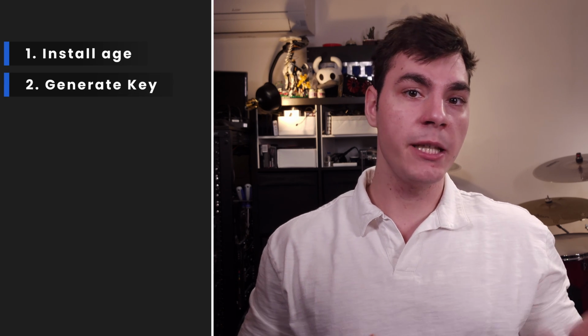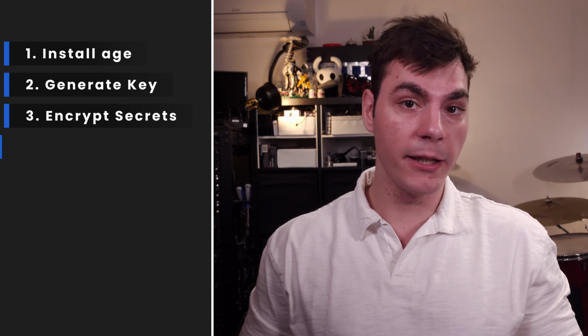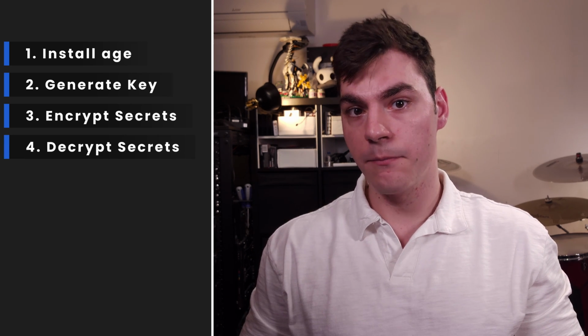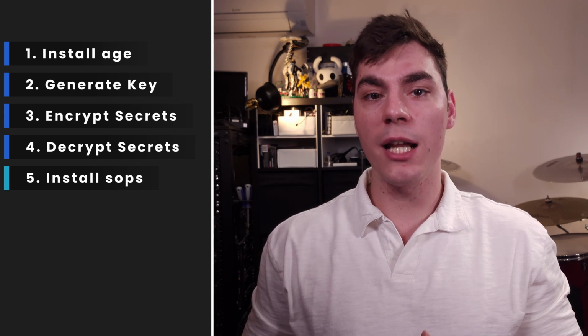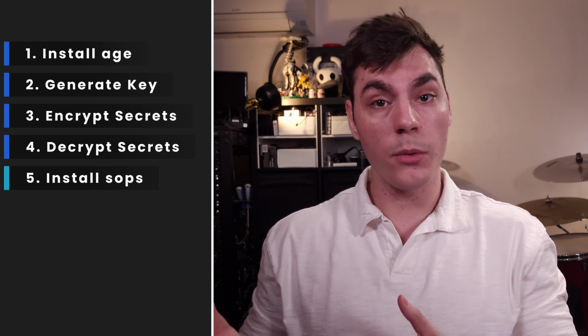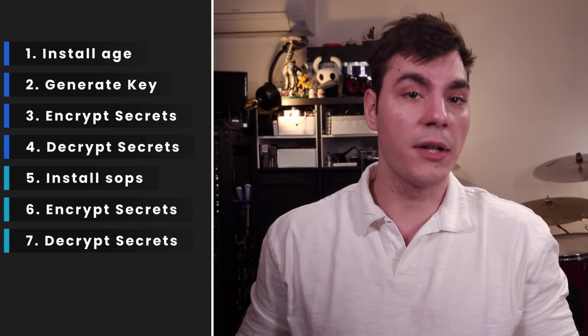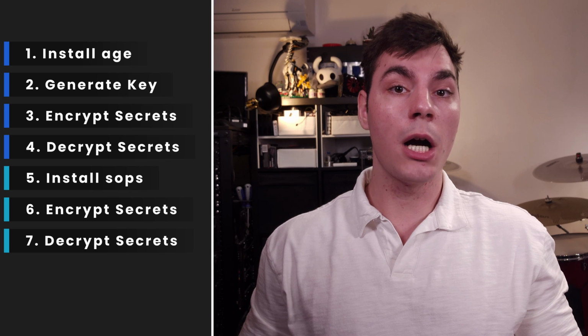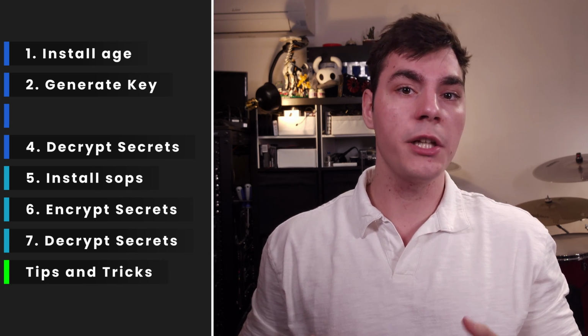First off, we're going to install age and generate our encryption key pair. Then we are going to encrypt our Talos secrets file using the public key and decrypt it using the private key. Next, we are going to install SOPS and see where it steps in to make our lives a bit easier and how it works together with age. We are again going to use SOPS to encrypt and decrypt the file and see what the differences are. Finally, I'll show you how I manage my secrets in my own GitOps repository to make my life a bit easier and to make sure that my secrets are always safe. With all of that out of the way, let's get straight to it.